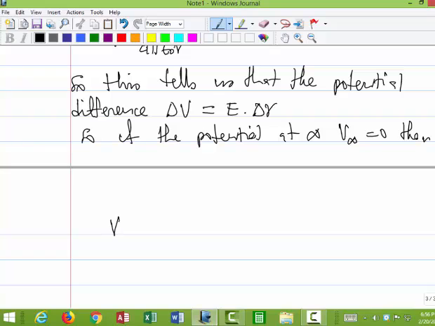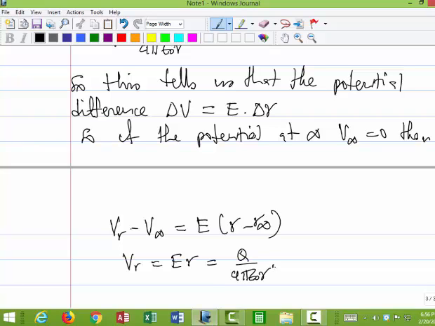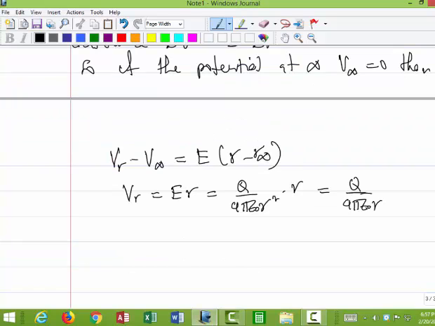Then we can say that V(R) minus V(infinity) is equal to E times (R minus infinity). So this is just V(R) equals E times R, which we can write as Q over 4 pi epsilon naught R squared times R. So the potential at that point in space is just Q over 4 pi epsilon naught R. It gives you basically the same result. So we can continue from there.